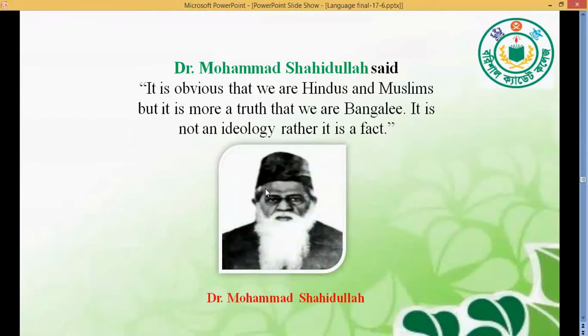So, Dr. Muhammad Shahidullah said, it is obvious that we are Hindu and Muslims, but it is more a truth that we are Bengali. It is not an ideology, rather, it is a fact.